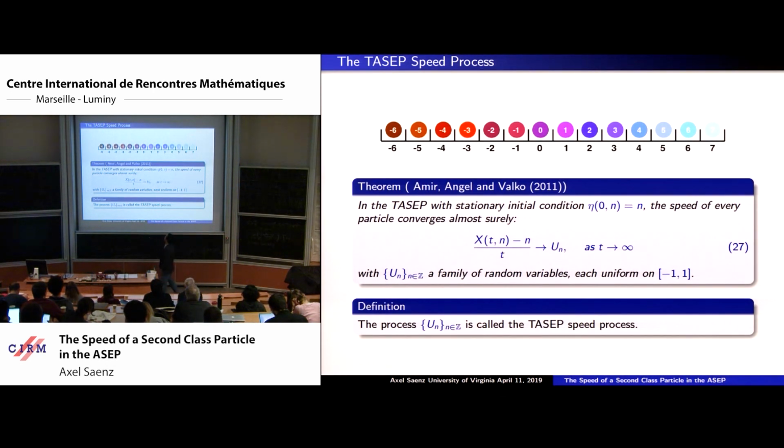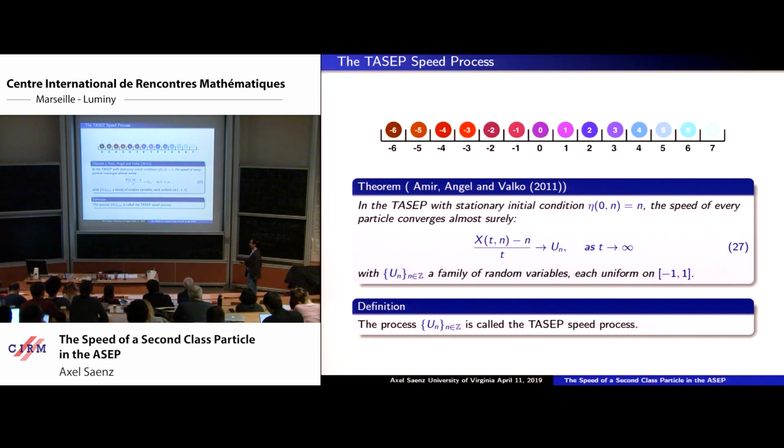One of the results from their paper in 2011 was that, using the results on ASEP with almost sure convergence of the speed, they can do the convergence of all the speeds simultaneously. They all converge almost surely to a uniform random variable from -1 to 1, and they converge to this family of random variables. This family of random variables is what's called the ASEP speed process.